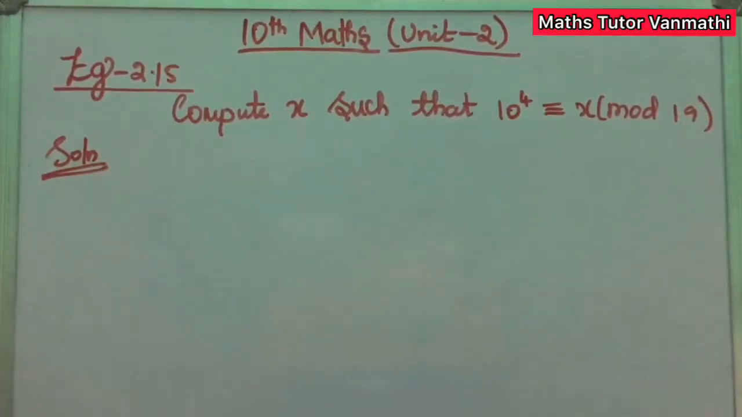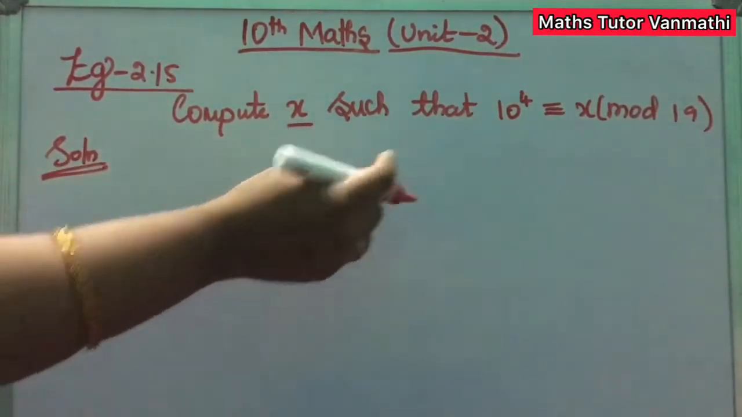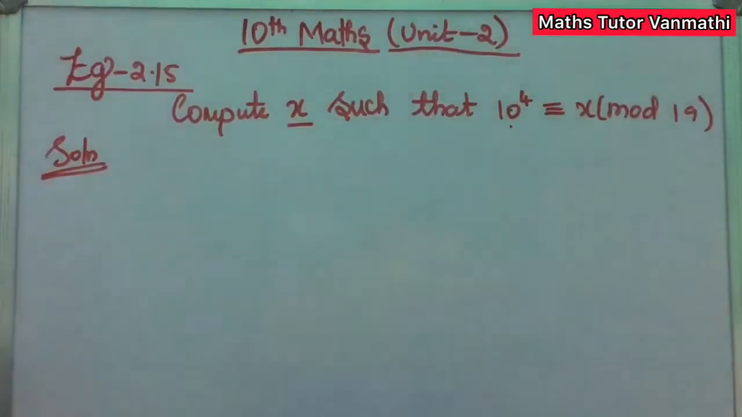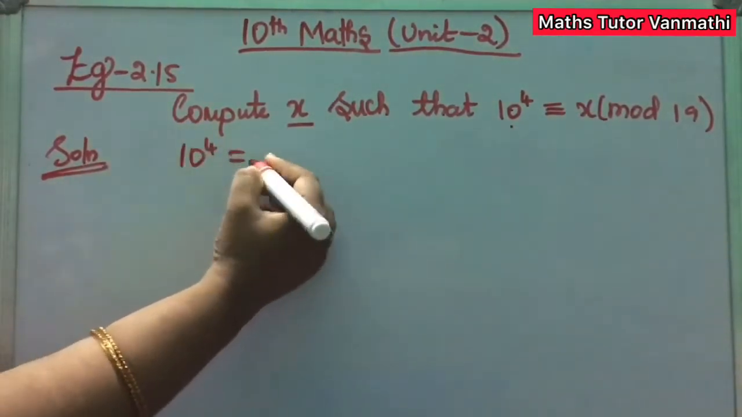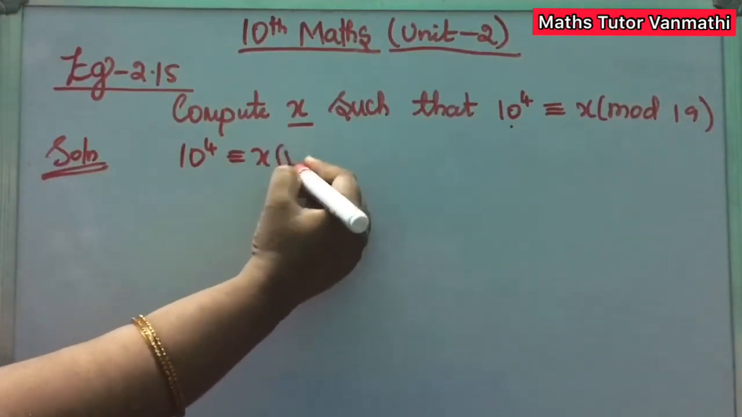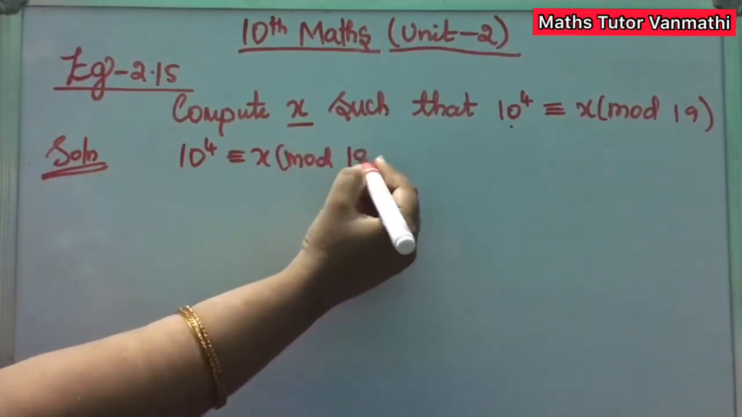Today in 10th Maths we are going to see example 2.5, unit 2. Compute x such that 10 power 4 is congruent to x mod 19. We are going to compute this x value, given 10 power 4 is congruent to x mod 19.